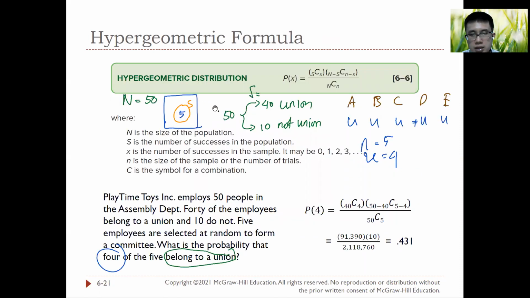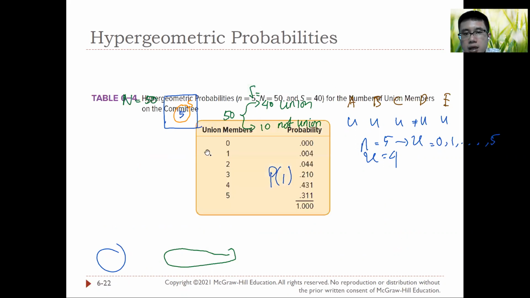From this, of course, this P4 is only an example. You can try to find P1 because the sample is 5. The possible values of X are 0, 1 until 5. And with substituting X with 0, 1 until 5, we get this complete probability distribution.